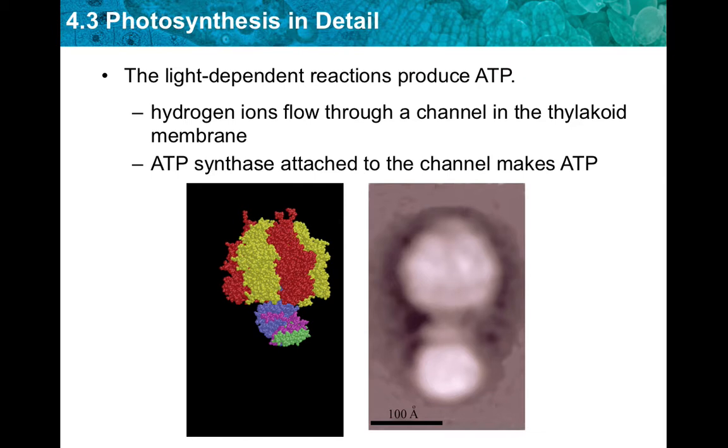Then we have ADP changed into ATP when hydrogen ions flow through ATP synthase. ATP synthase is an enzyme that catalyzes the reaction that adds a high-energy phosphate group to ADP to form ATP.